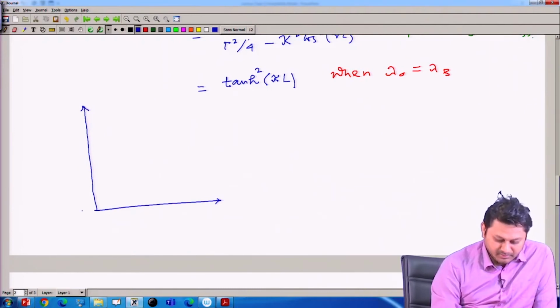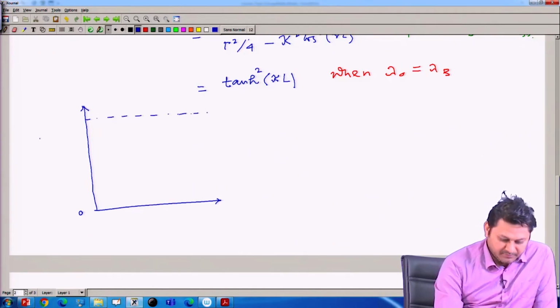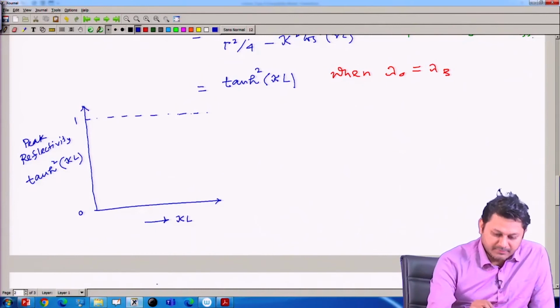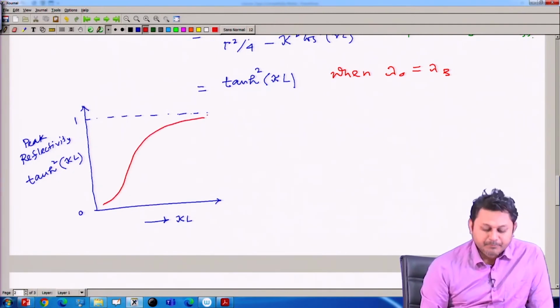So, this is peak reflectivity going from 0 to 1. I am plotting the peak reflectivity, which is essentially the functional form tanh squared of kappa L, and here I am plotting kappa L. I am changing this parameter kappa L. If I do that, then the curve will be something like this. This is the formation of the curve.